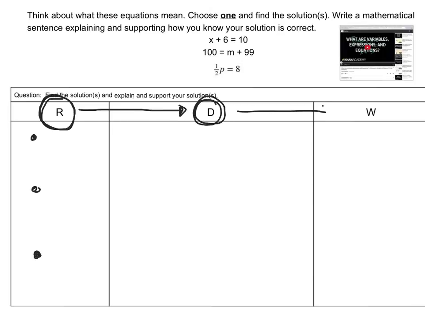Now, after we have put down our models to support our thinking, let's write out our answer. But it's also important that you know that this is a two-part question. Not only should you find a solution, but you need to explain your solution or support it. So, in the write, we make sure that we use complete sentences. So I can start off by writing my complete sentence by using part of the question.